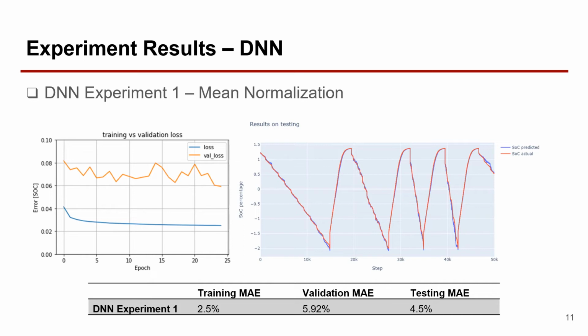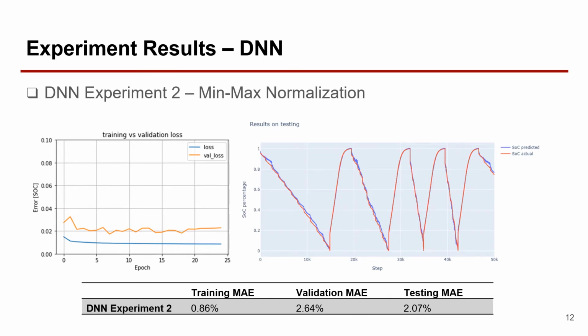Now you can see that although the model fit the training dataset well, with the training MAE being 2.5%, the mean absolute error against the validation and testing datasets was 5.92 and 4.5%, which means it didn't fit that well. You can also see with this figure on the right, for this 25 degrees Celsius portion of the test dataset, that the predicted value is quite close to actual, which shows that we get a good result, but maybe not the best result.